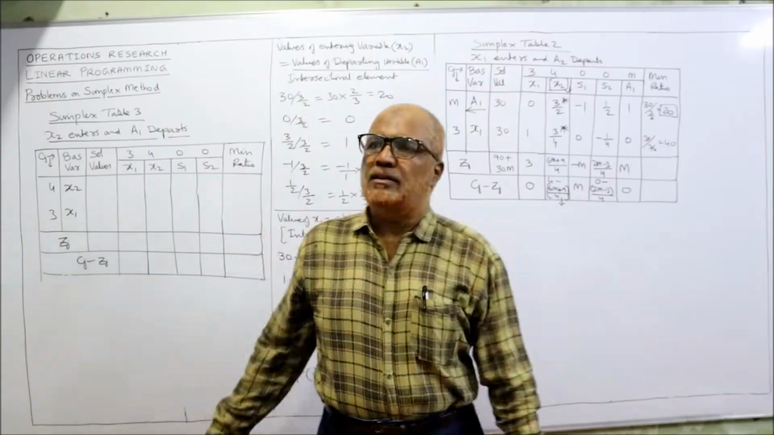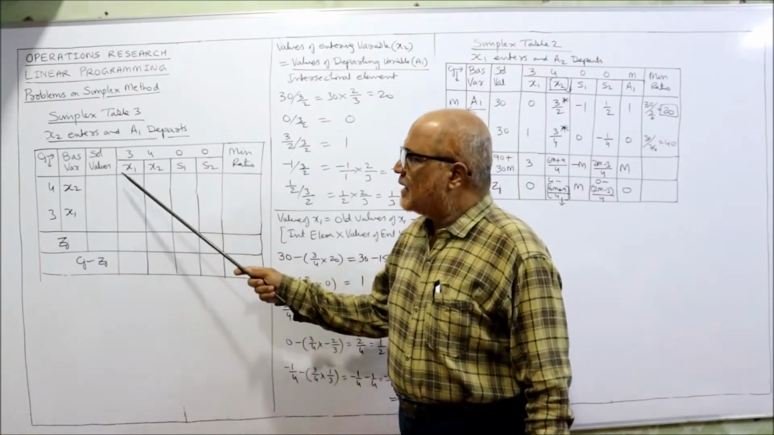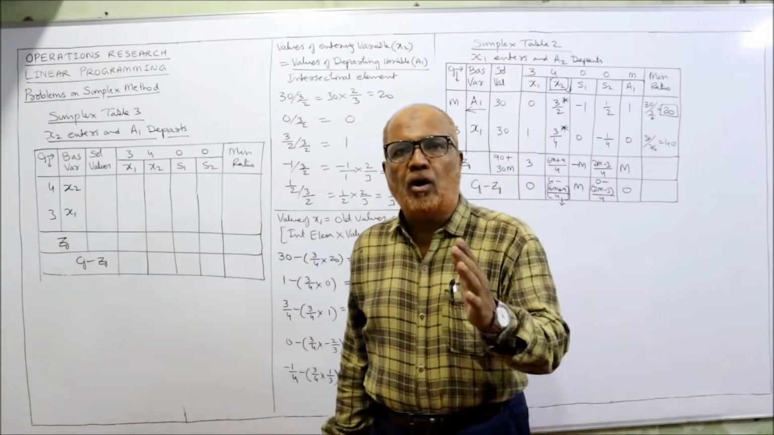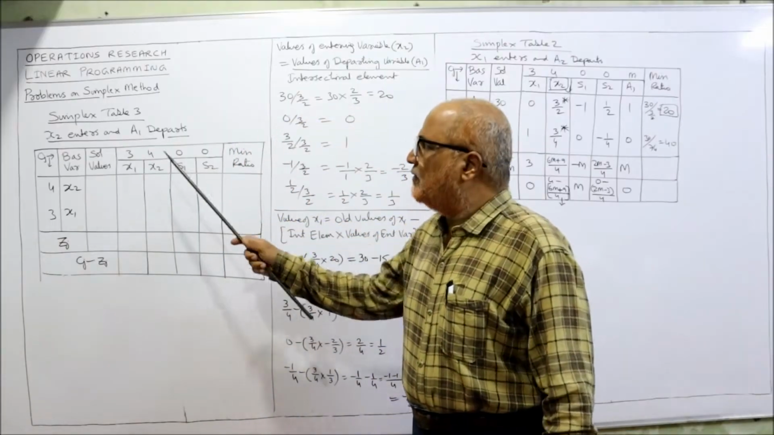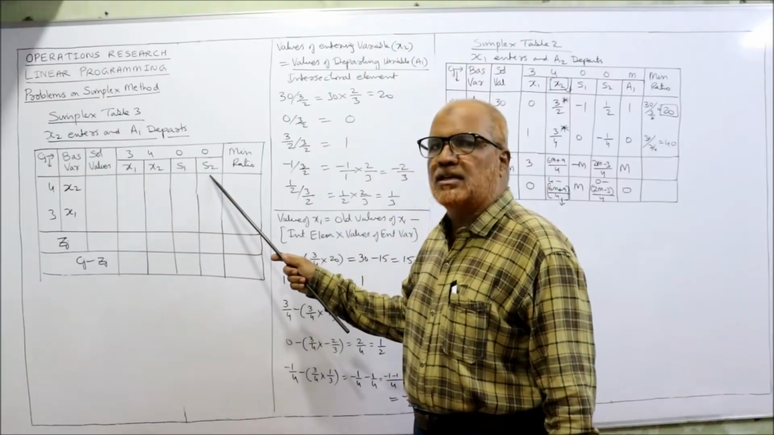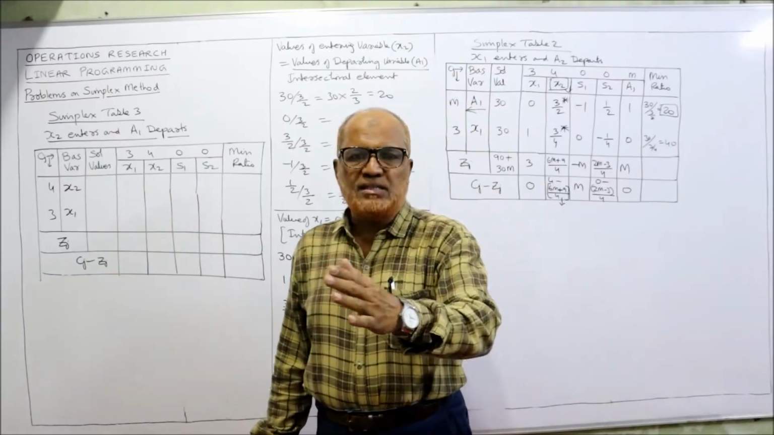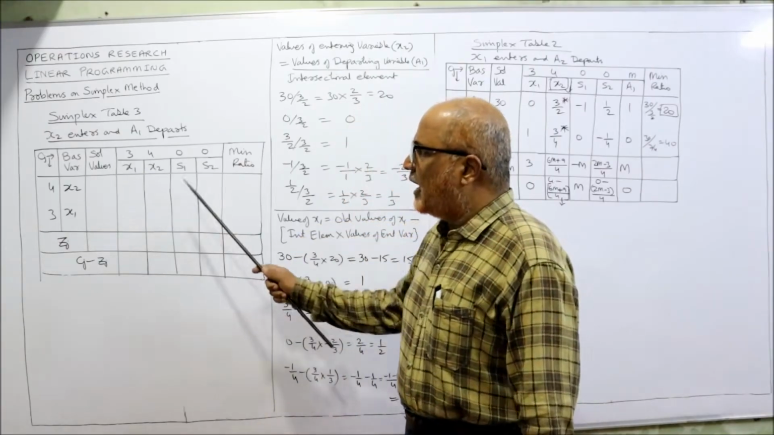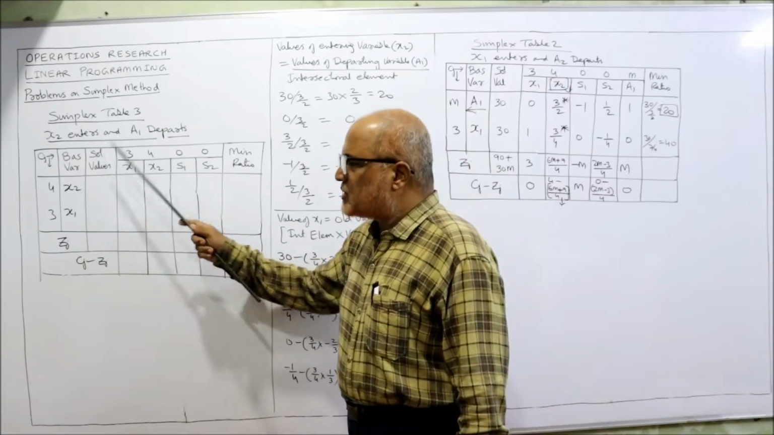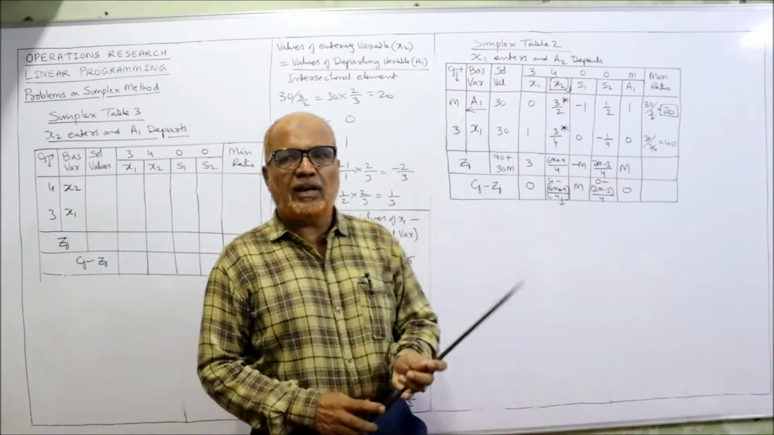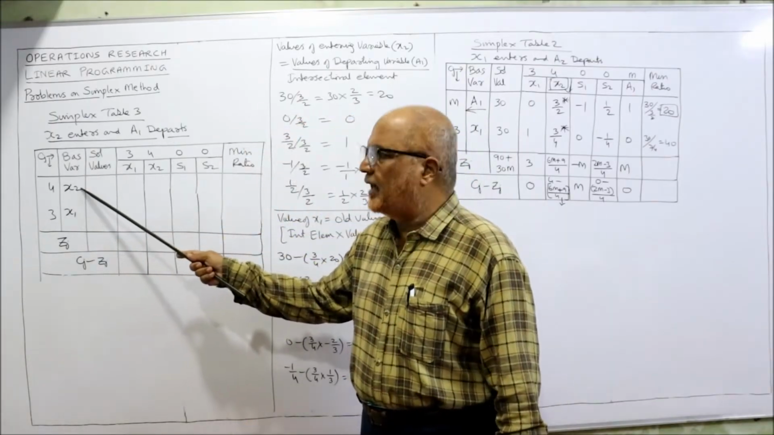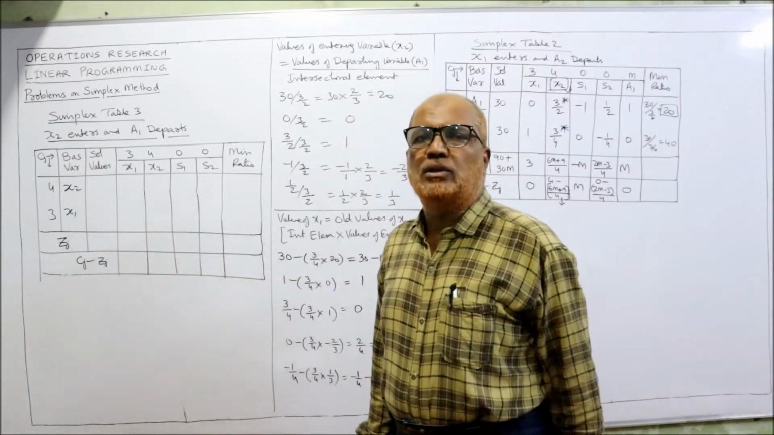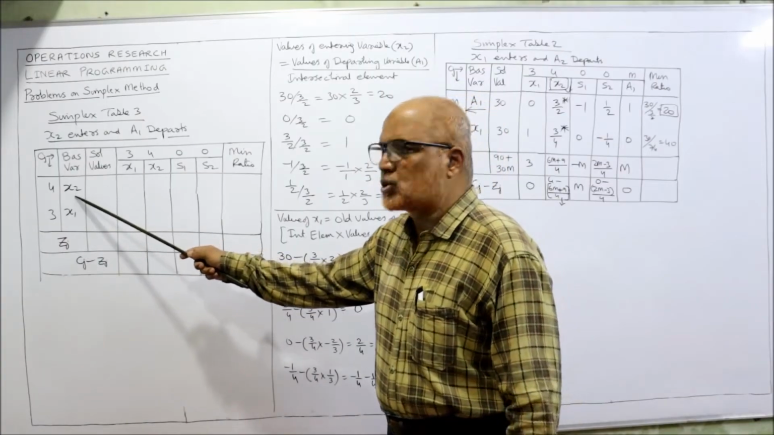So now we are going to make simplex table 3. Same columns, but when A1 departs, there is no need to open the column of A1. So only we need X1, X2, S1, S3. Once an artificial variable has departed, there is no need to make its column. In place of A1, I am substituting entering variable X2. S1 remains the same.